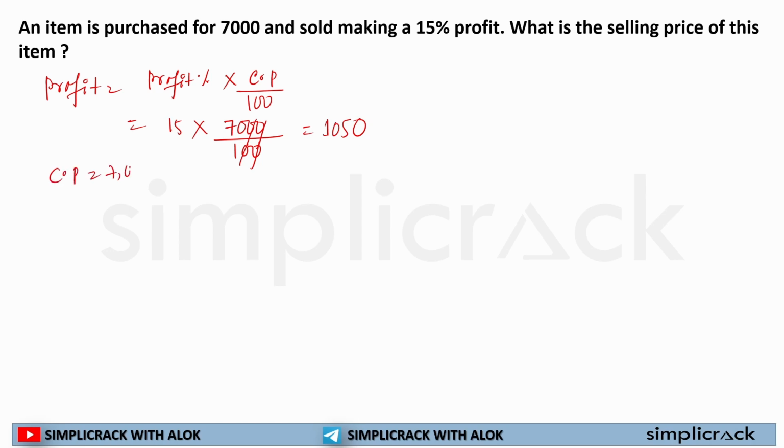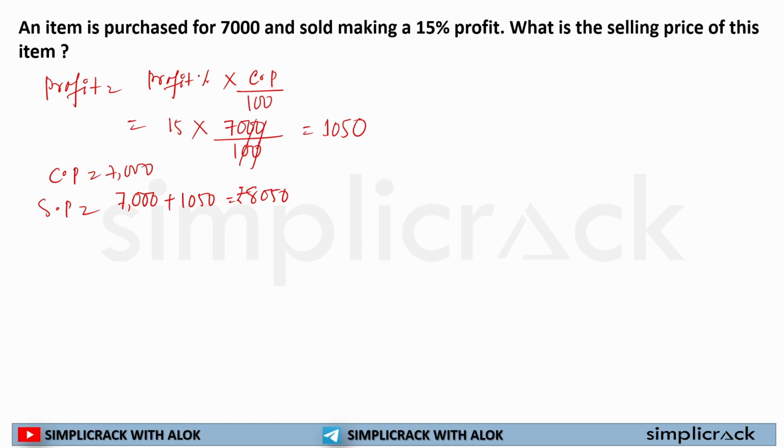Cost price is 7,000. So my sales price is 7,000 plus 1050, equal to 8050. This is my sales price. See, this is quite easy because we know the formula and we know how to implement it.